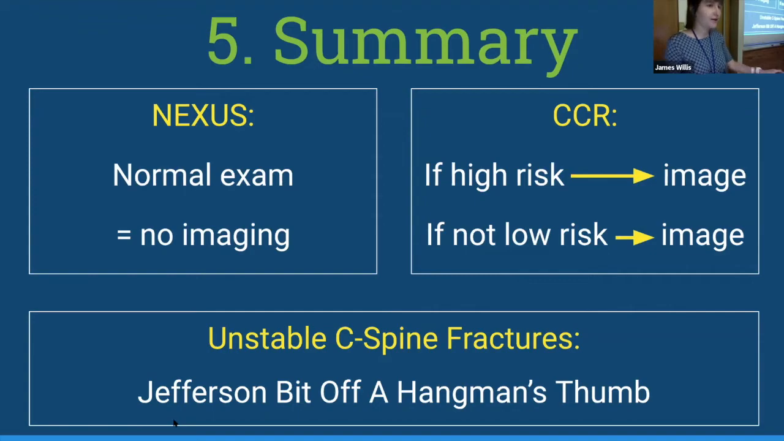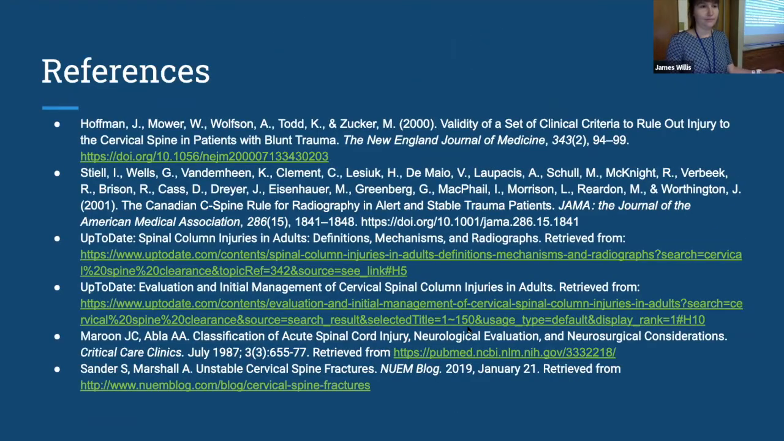And then we talked about our unstable C-spine fractures, which have a high risk of cervical spine injury and spinal cord injury, and the mnemonic for that is Jefferson bit off a hangman's thumb. We talked about 3 of these: the Jefferson, which was our compression injury with the C1 burst fracture; the atlanto-occipital kind of internal decapitation from our flexion injury; and then our hangman's fracture, which is our fracture of our C2 pedicle from an extension injury. And that's it.